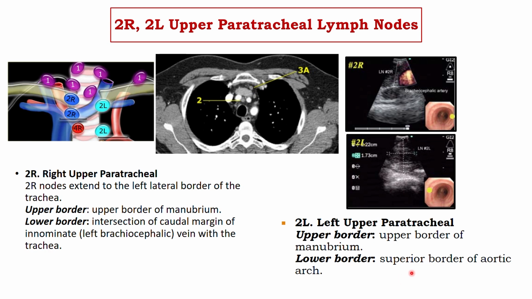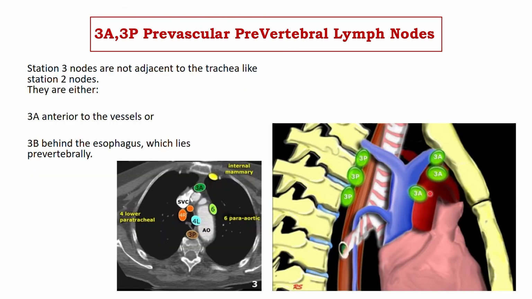So here you can see this is your image over here. This is your 2R and 2L. As explained by the previous speaker, this is the radiological and anatomical borders, but here you can see these lie somewhere at 2 o'clock and 10 o'clock. These are the main hands of your clock. So the 2R is at 10 o'clock and 2L is at the 2 o'clock position. Then the next set of nodes is the 3A and 3P, the prevascular and prevertebral lymph nodes, which are not approachable by your EBUS scope.